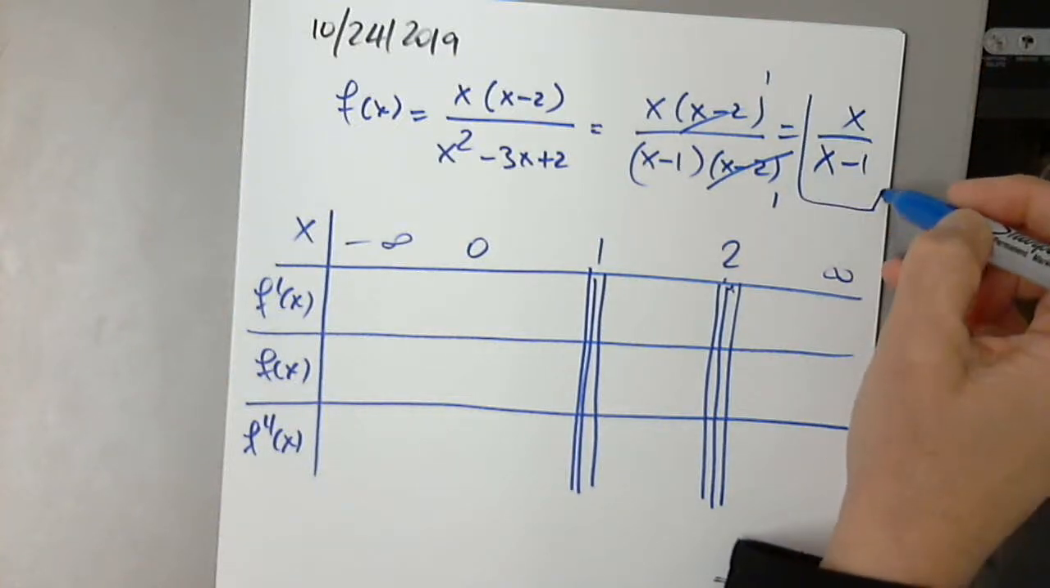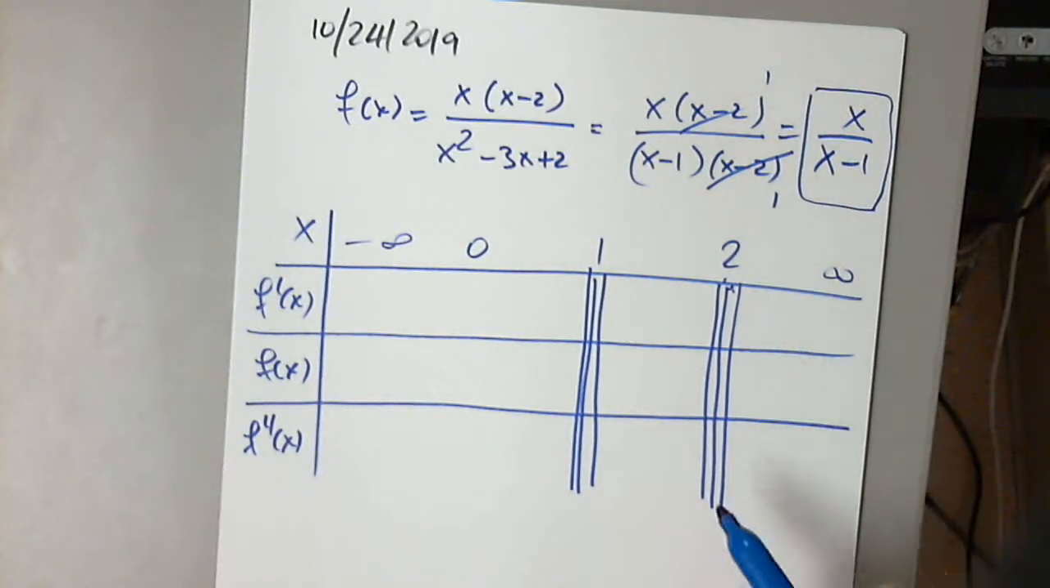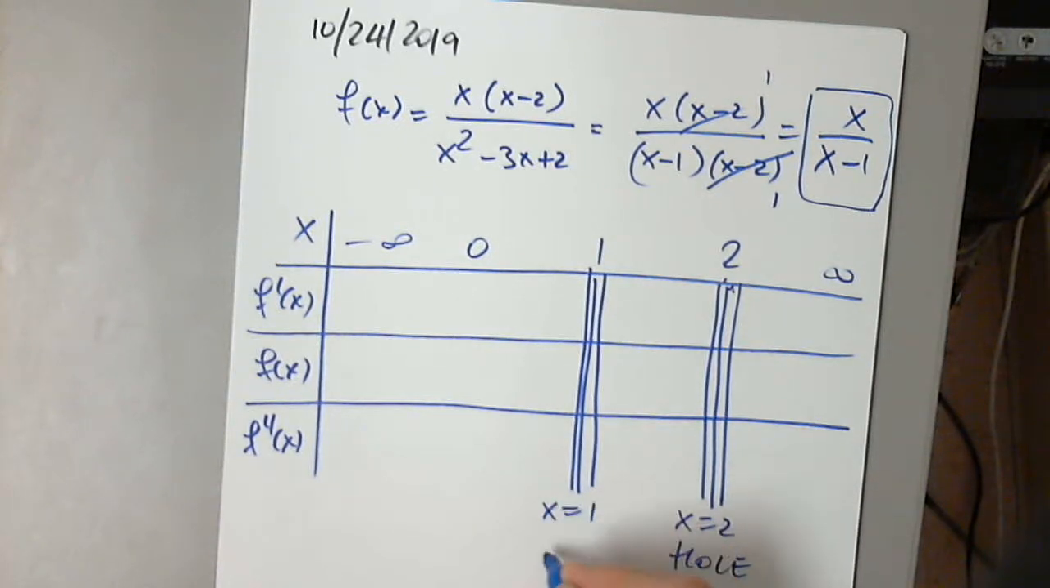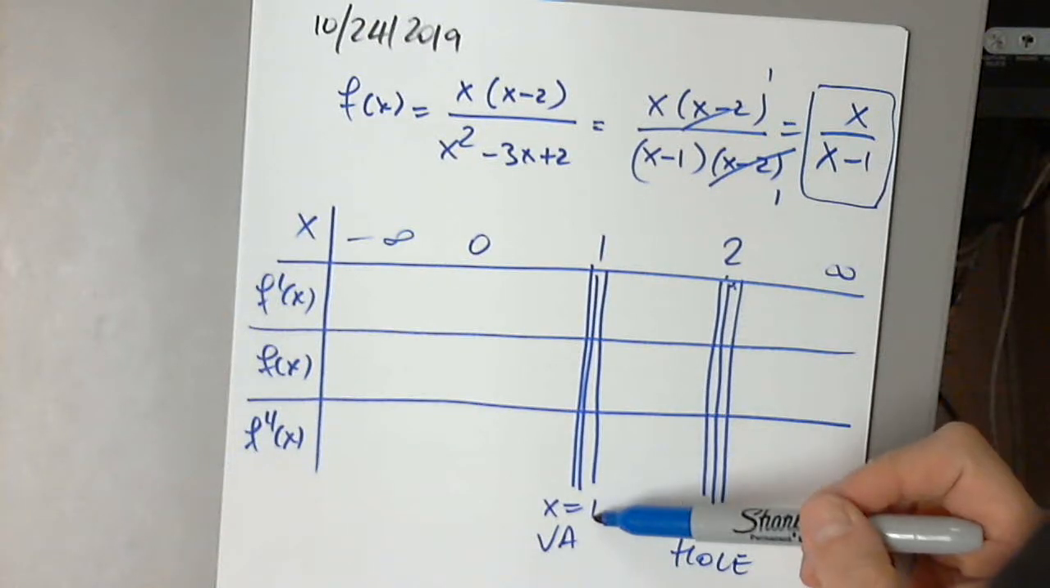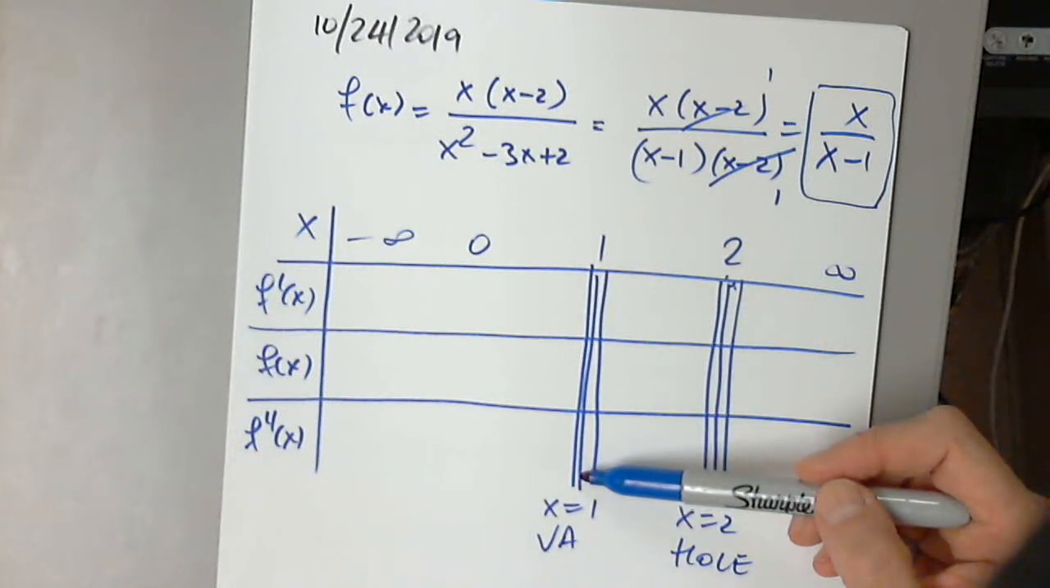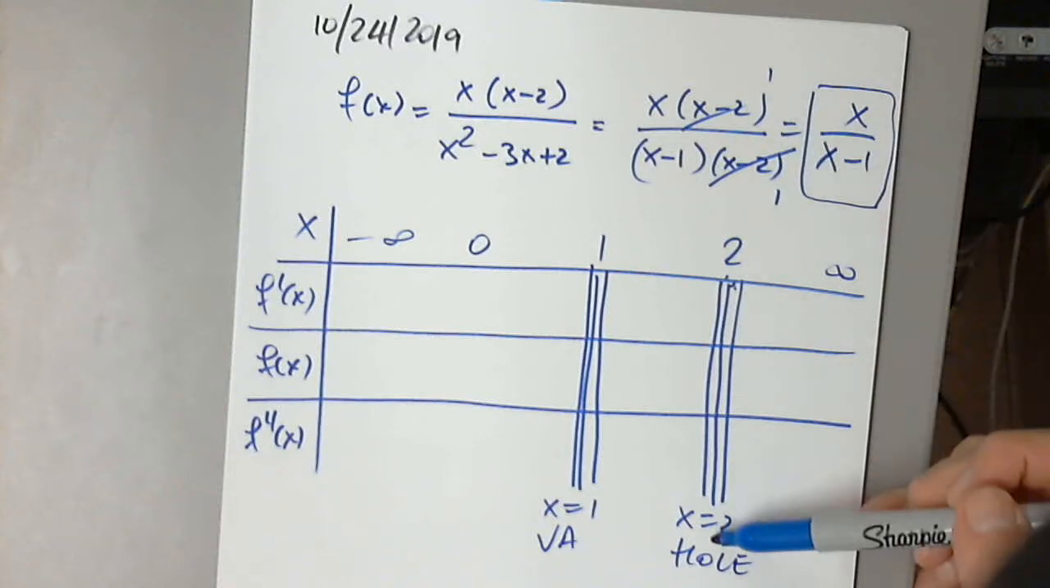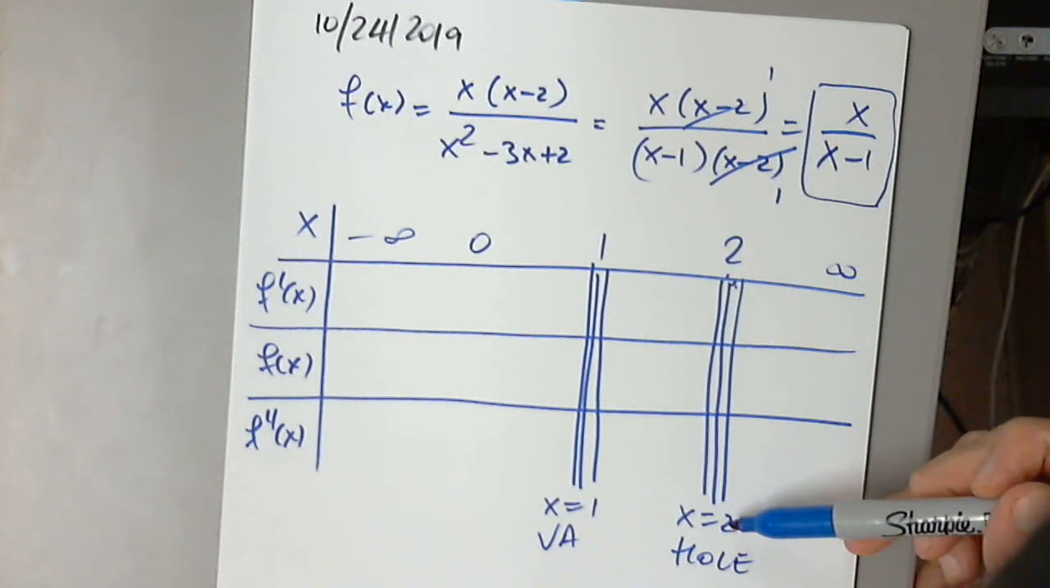I need to determine limits. So I have to write that x equals 2 is a hole. I have to write that x equals 1 is a vertical asymptote. Why? This stays as a factor, so this must be a vertical asymptote, but this went away, which means x equals 2 is a hole.